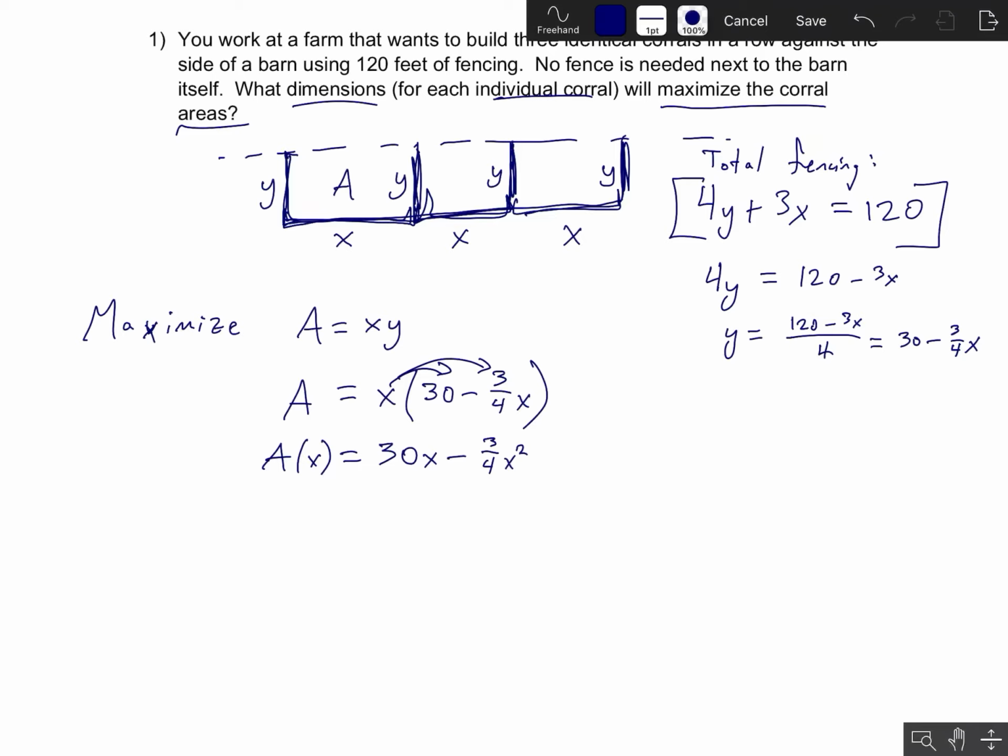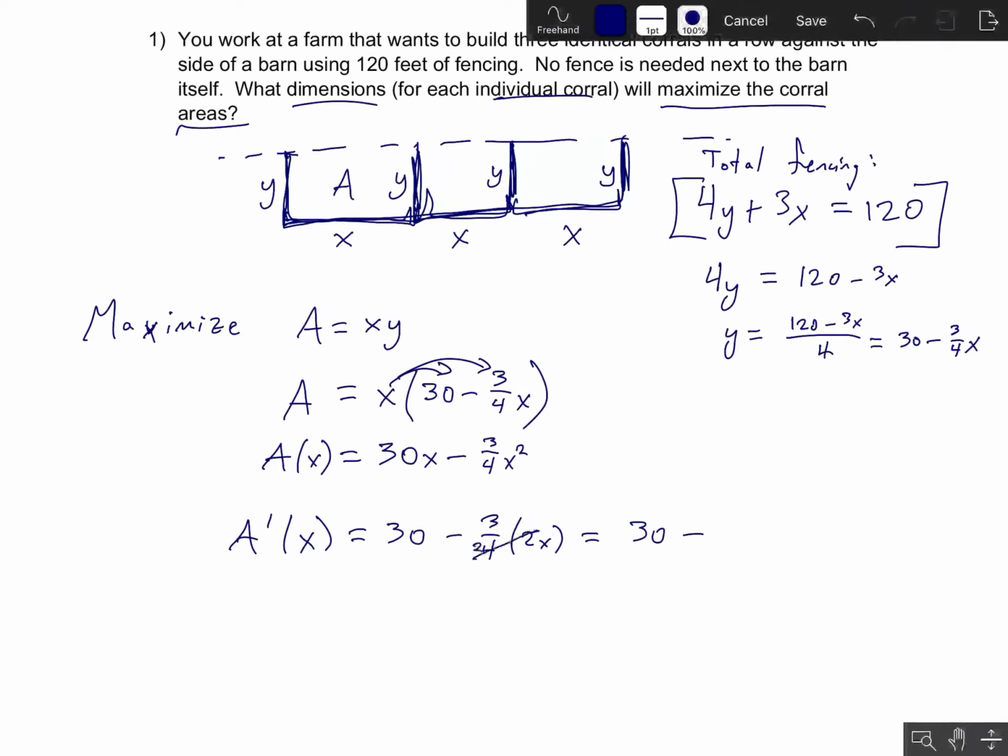And now this is what we're trying to maximize. So I want to know what x value I would need to plug in in order to make A as big as possible. And that's what the first derivative test and the second derivative test are designed for. So we will go through the application of those tests. The first step in the first derivative test is just to compute this first derivative. So that would be 30 minus 3/4 times 2x.